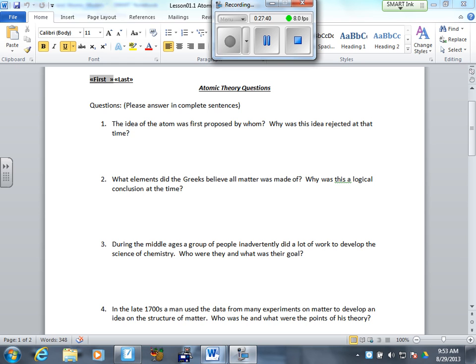All right, question number 4. In the late 1700s, a man used the data from many experiments on matter to develop an idea on the structure of matter. Who was he? John Dalton. Okay, his atomic theory had 4 points, yes? Okay, now, the 4 points quickly summarized. Okay, everything's made up of atoms. All right, we don't even need to include the indivisible part. Everything's made of atoms. Okay, second point? Right, atoms of the same element are the same. Atoms of different elements are different. Okay, easy way to say it. Third point?